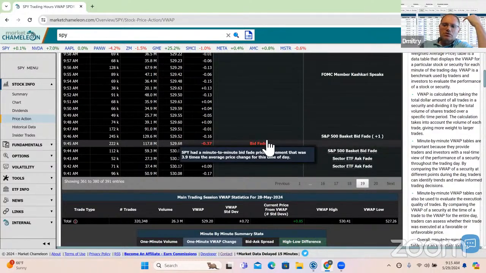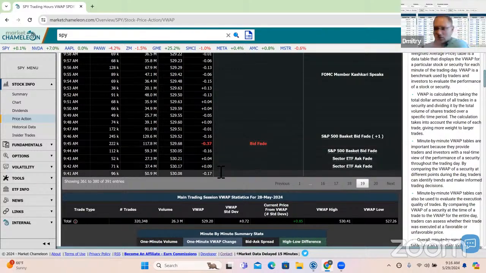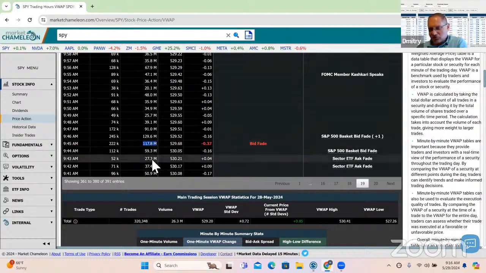And here we go. That's 3.9 times more the movement in 1 minute than we usually see. But the dollar value of those trades were within range, right? When we talk about averages, we usually say, are they within that 1 standard deviation range? So it was still within 1 standard deviation range.